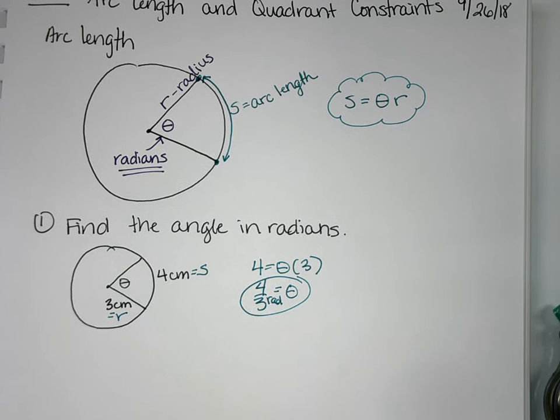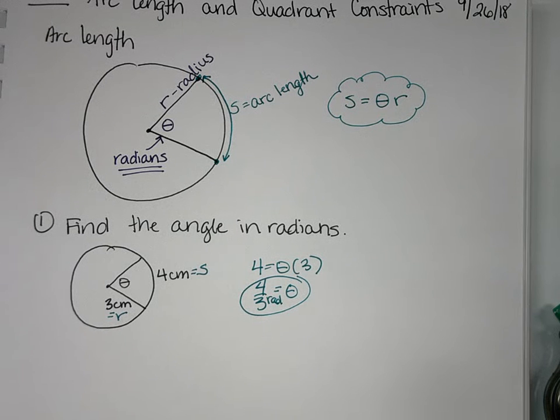So this would be an example of a radian measurement that doesn't contain pi. We can think of it as the pi was already multiplied in and we got 4/3 as our number. So remember, not all of your radians have to contain a pi. You can have whole number radians.